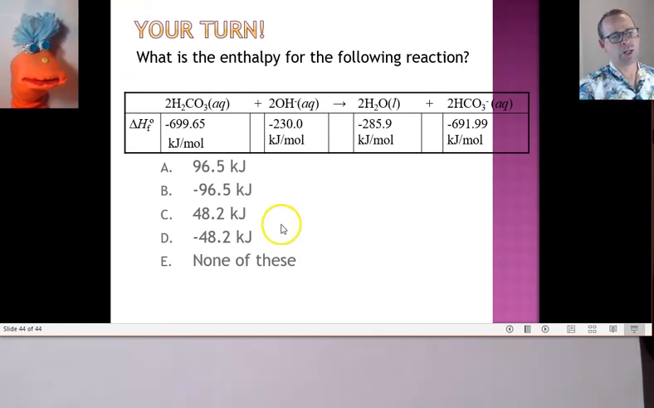Very good. And if you do that, what do you get? Does the process require or release energy? It releases energy. Yeah, negative 96.5 kilojoules. All right. Very good work.